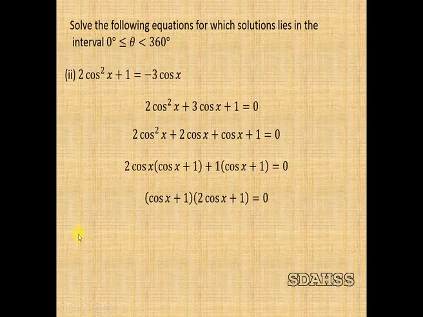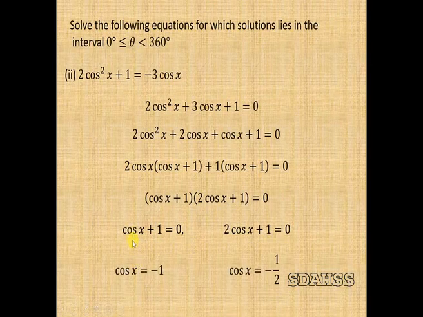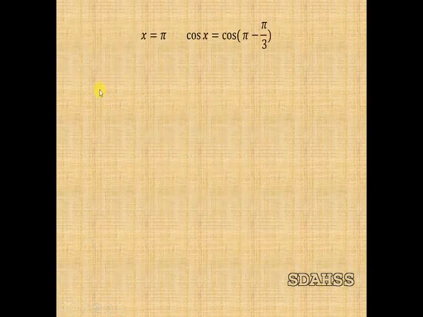The first factor is equal to 0. Cos x plus 1 is equal to 0. The second factor is equal to 0. 2 cos x plus 1 is equal to 0. So this can be written as cos x is equal to minus 1. Here we can write cos x is equal to minus 1 by 2. Then x is equal to pi. We know that cos pi is equal to minus 1.